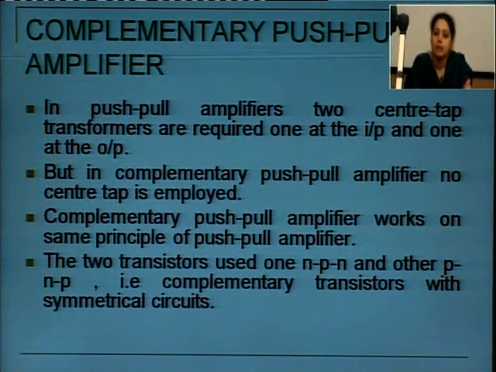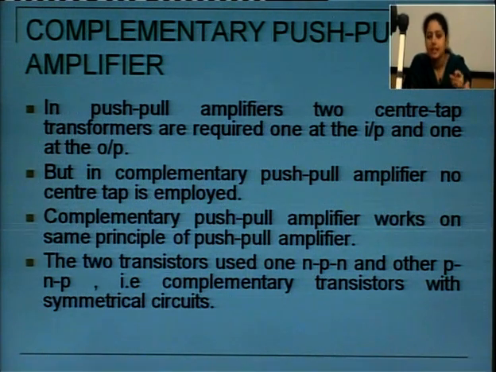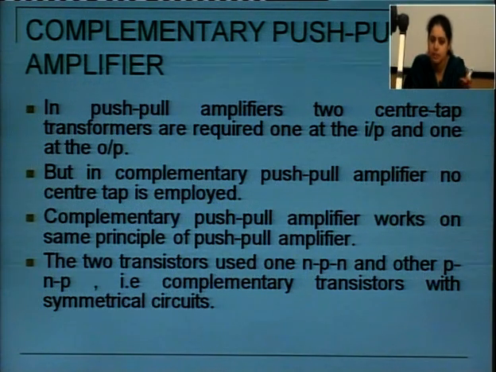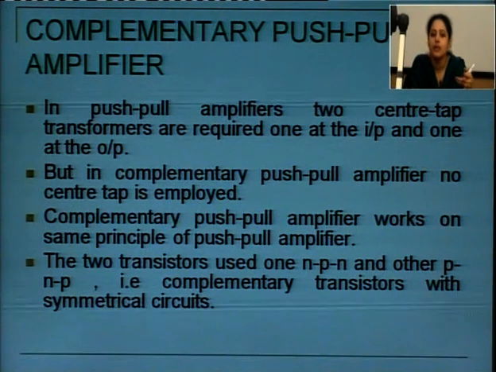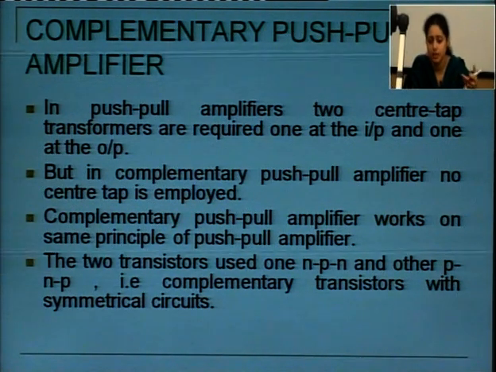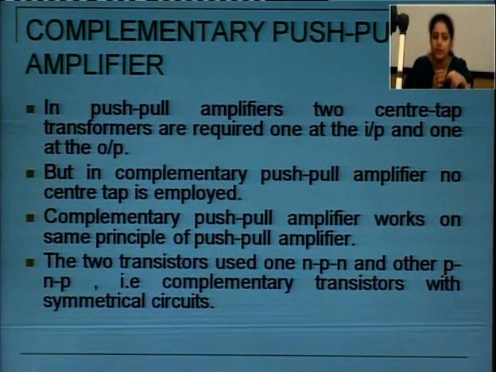Now, coming to the complementary push-pull amplifier. The complementary push-pull amplifier is a little modification of your push-pull amplifier. As the name indicates, again a push-pull arrangement is there, and class B operation is there. You are using two amplifiers, one pushing and one pulling. The difference is that now the two transistors working as amplifiers here are complementary to each other. That is, if one is NPN, the other is PNP. If one is PNP, the other is NPN.